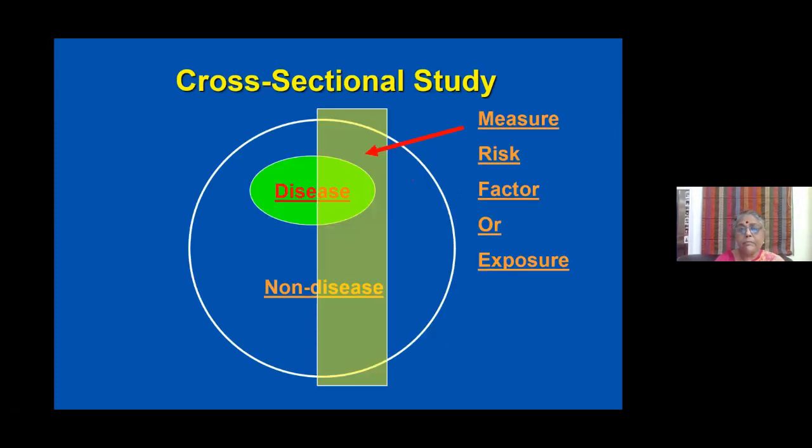Now, this is a diagrammatic representation where you see the population in a circle. In the population, there are diseased people and non-diseased people. You want to measure the risk factor or exposure. So you as a researcher go and take a snapshot. So cross-sectional studies are called snapshot studies or prevalence studies.